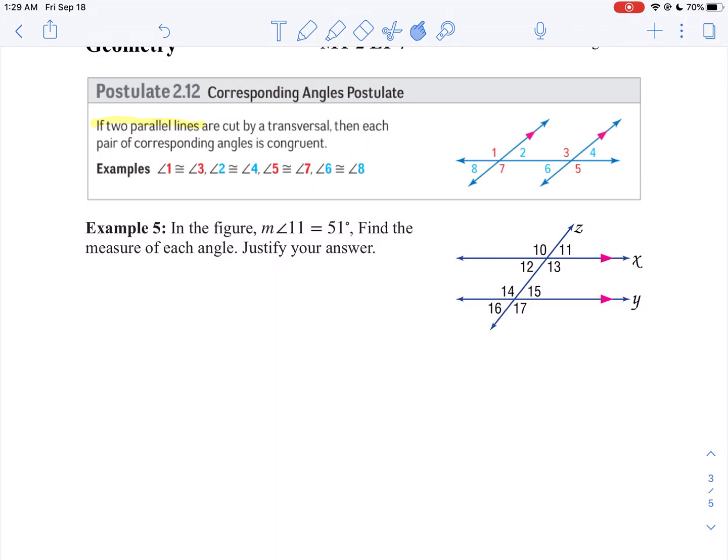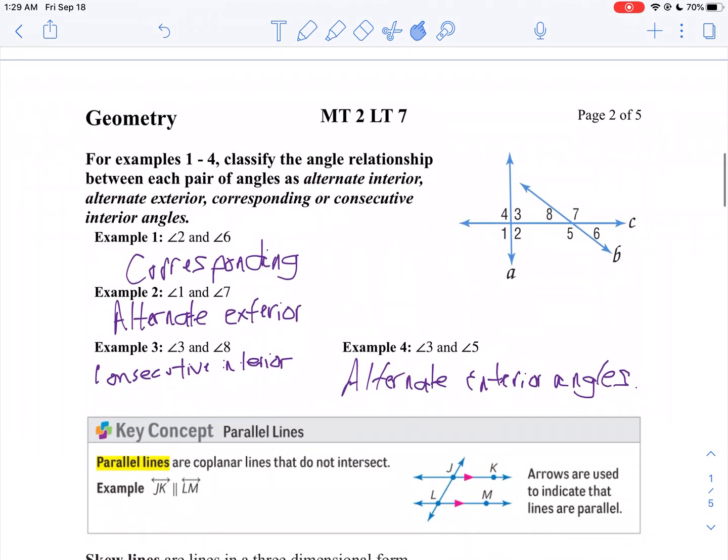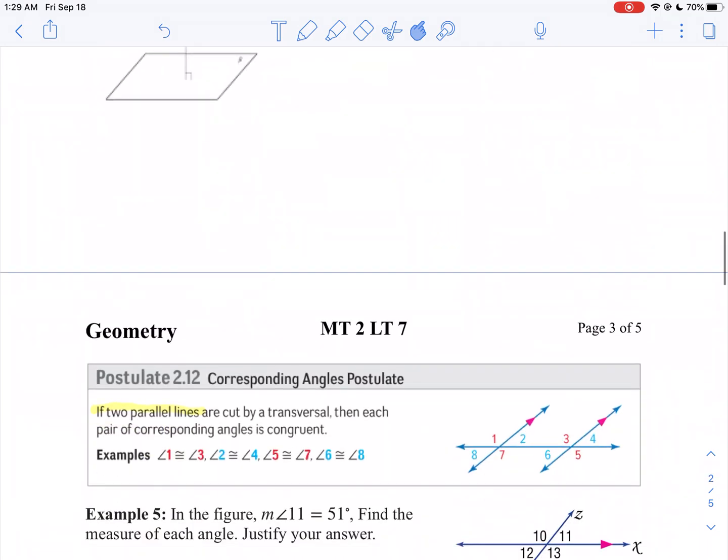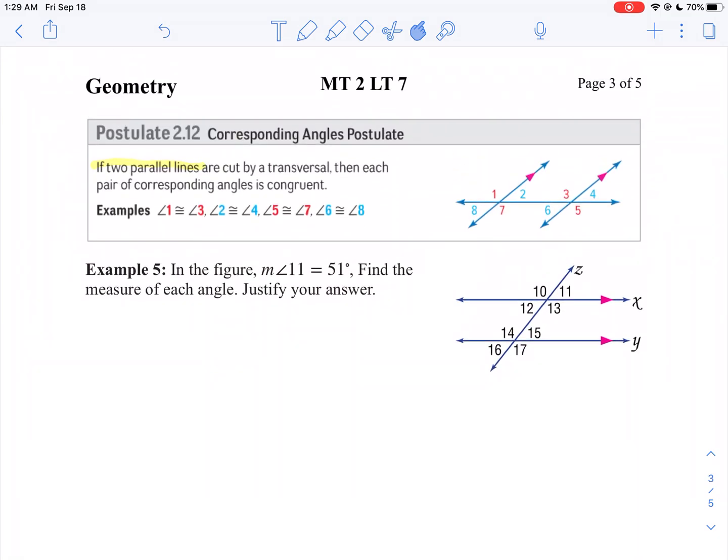So in the example we did before where the lines weren't parallel, the corresponding angles, angle 2 and angle 6, didn't have to be congruent. But if the two lines are parallel, then the corresponding angles must be congruent. On example 5, we're going to apply that to find the measure of all 8 angles. In this picture, we're told the measure of angle 11 equals 51 degrees. We can take this postulate and we can apply it to find all 8 angles.